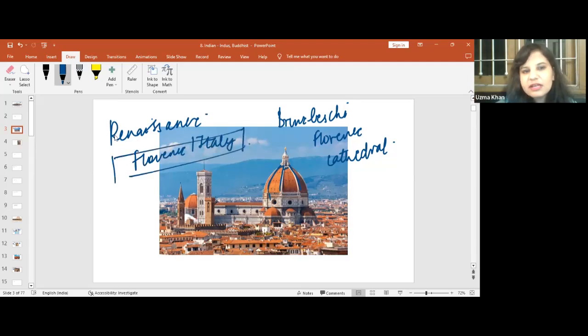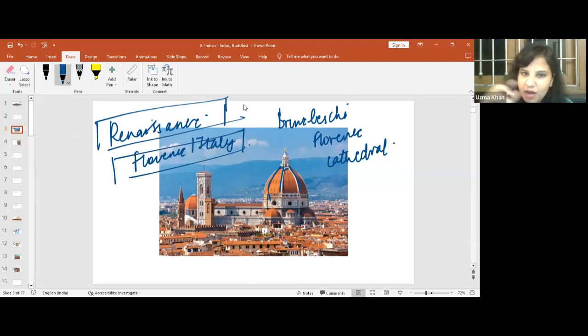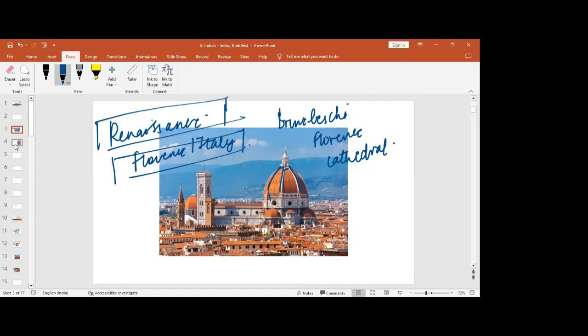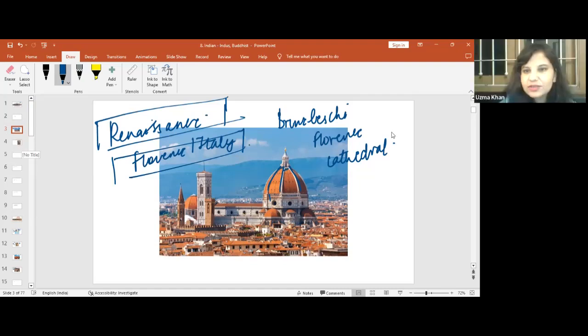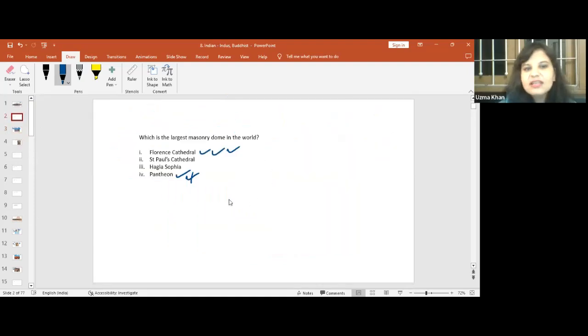So read about it. I think I've shared one very short clipping of how the concepts went. Have you received that? I think it was uploaded in your classroom. Have you received the link to that? Yes. Okay, so it was there. Okay, so pay attention. It was the Florence Cathedral. Pantheon is a large structure, but it's not the largest masonry dome in the world. Okay, so don't get confused.